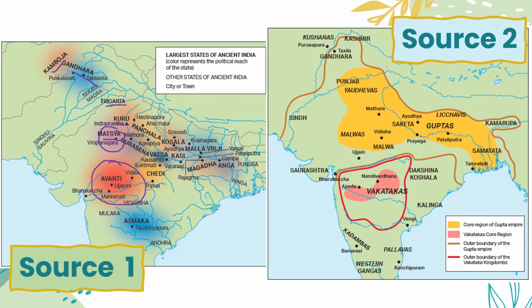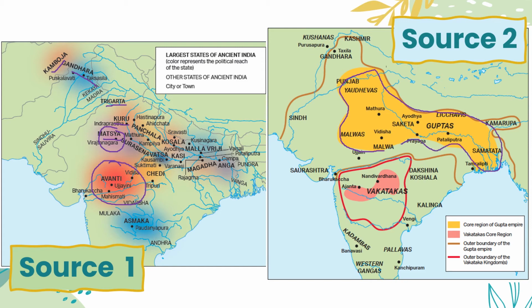When you move to source 2 about 1,000 years later, all of those smaller states have now been swallowed up by these two larger states. So we have the Guptas and the Vakatakas. The yellow is the core region. So what do you think core region means?